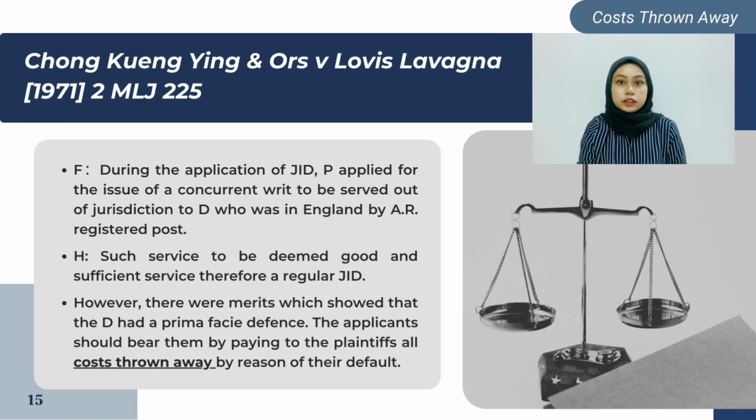Next, we will be discussing the case of Chong Quang Ying and others against Levis Lavagna, in which, during the application of judgment in default, the plaintiff applied for the issue of a concurrent writ to be served out of the jurisdiction on the defendant who was living in England by AR registered post. The court held that such service was deemed to be good and sufficient service, therefore a regular judgment in default. However, there was merit which showed that the defendant had a prima facie defence. The applicant should bear them by paying to the plaintiff all costs thrown away by reason of the default.